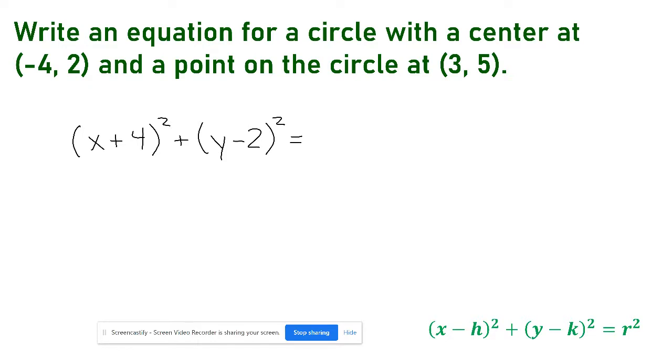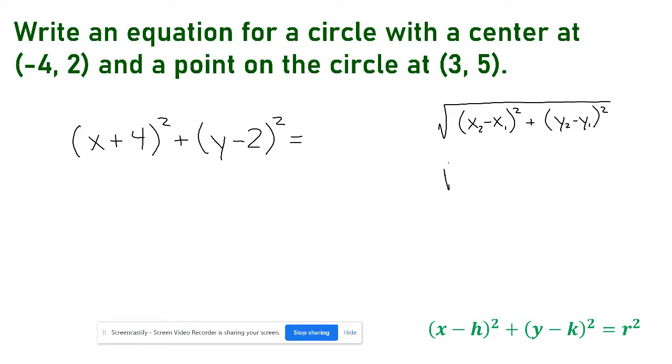Here, I don't have a common x value, nor do I have a common y value. There's a couple ways you could do this. You could sketch it out on a graph and do the Pythagorean theorem, a squared plus b squared equals c squared. You could also use the old distance formula. So I'm going to use the distance formula. Reminder of the distance formula: it's the square root of x2 minus x1 squared plus y2 minus y1 squared.